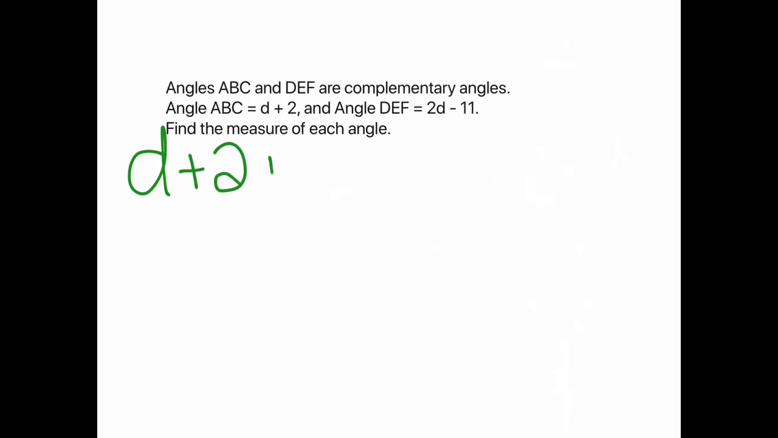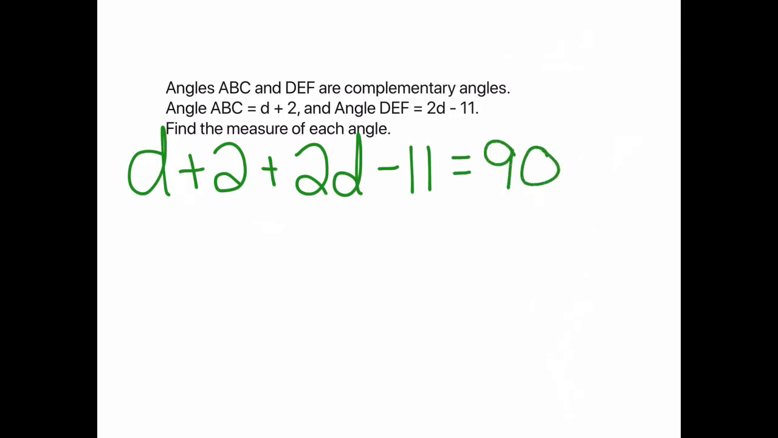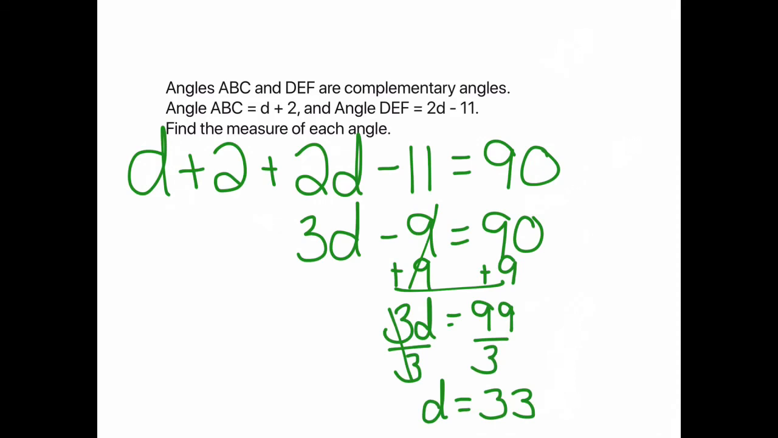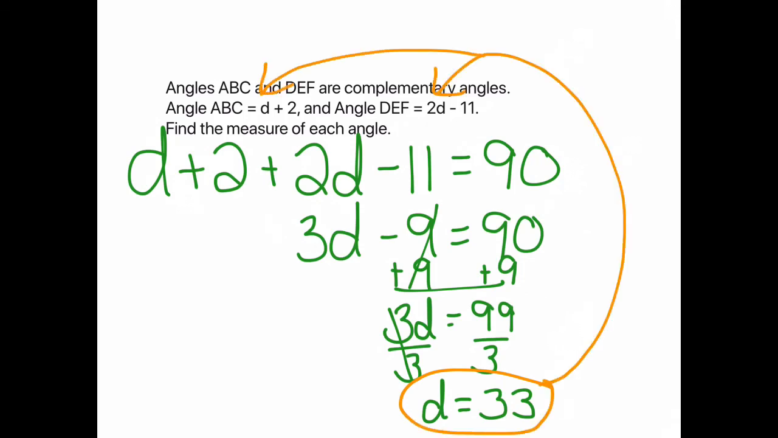So we have to add them up to get to 90. So D plus 2 plus 2D minus 11 needs to equal 90. And then I'll solve this for D using algebra. And I'll get D equals 33, but it doesn't ask me what the value of D is. It asks me for the measure of the angles. So I'm going to take this D equals 33, and I'm going to plug it in for both of these.